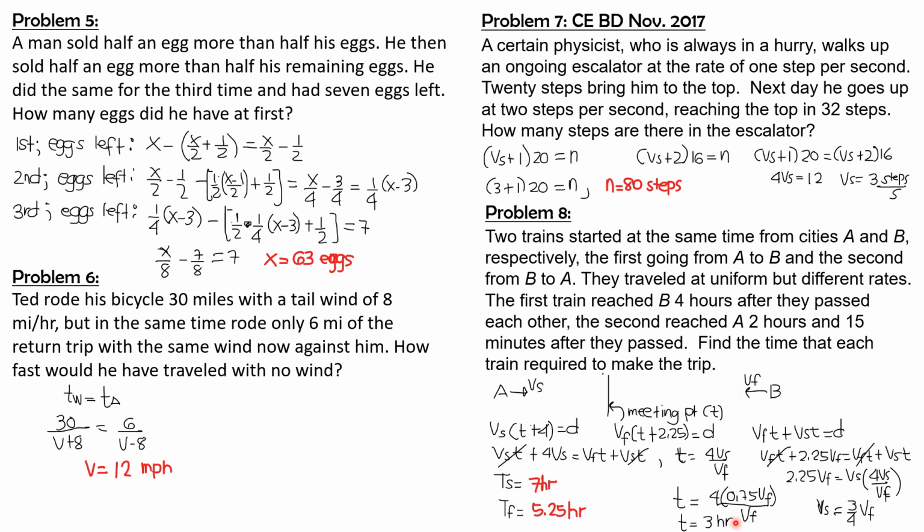Then that means that for the slower train, the time it reaches this meeting point is 3 hours plus 4 more hours. So the time required by the slower train to reach city B is 7 hours, while the time required for the train from B to reach city A is 3 hours plus 2.25 hours, and that is 5.25 hours.